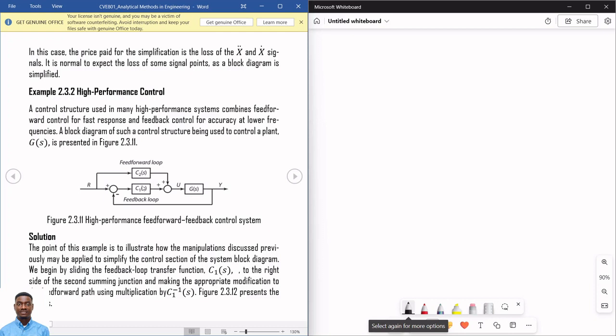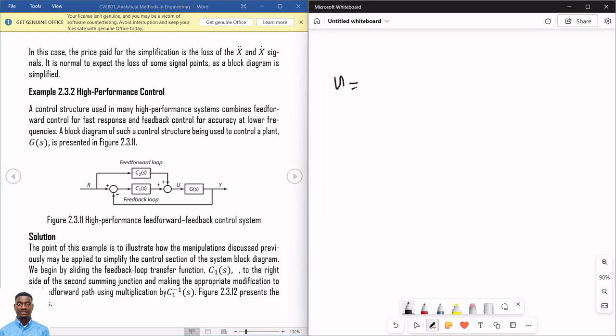Because here now, these two blocks, though they are vertically stacked, they are not in parallel, because the signal that is flowing into this C2S is R, while the one that is flowing into this C1S is the signal that is being picked up from here, which is Y. R minus Y is what is flowing into this one. So they are not in parallel, though they are stacked. So I can't just take them as parallel. So what can I do here? I can move this block downstream here.